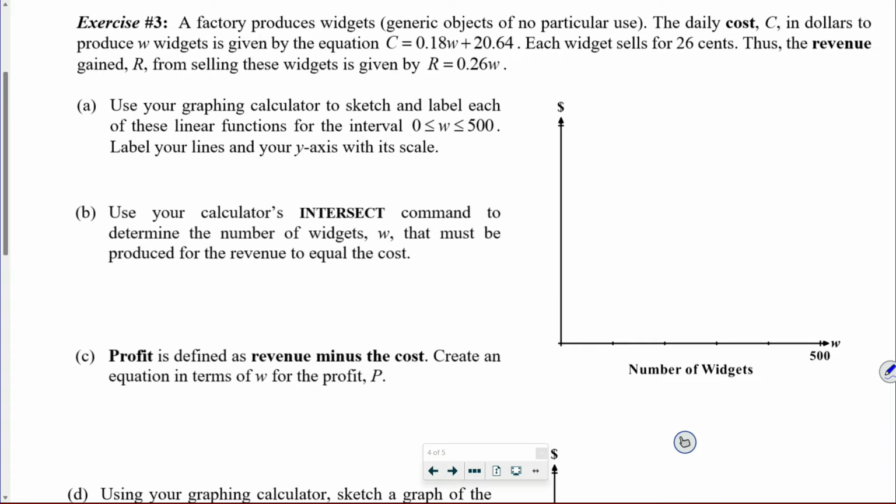0.26W. Letter A. Use your graphing calculator to sketch and label each of these linear functions on the interval 0 is less than or equal to W, which is less than or equal to 500. Label your lines and your y-axis with its scale.